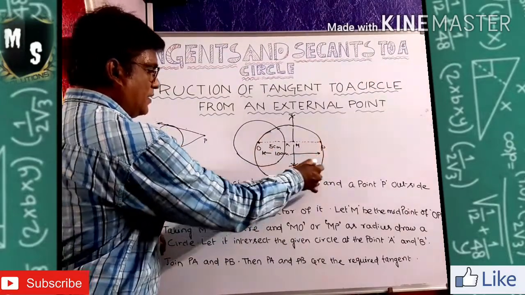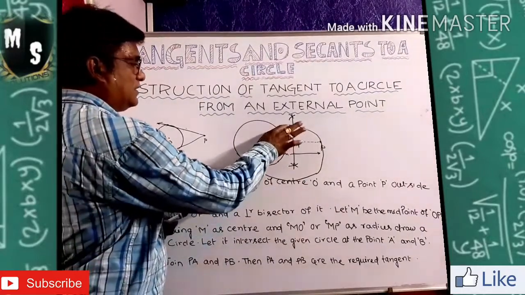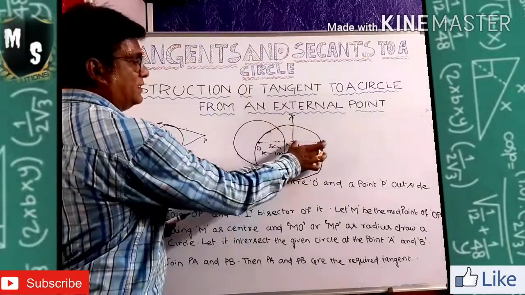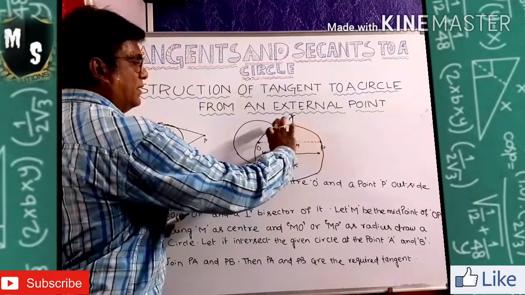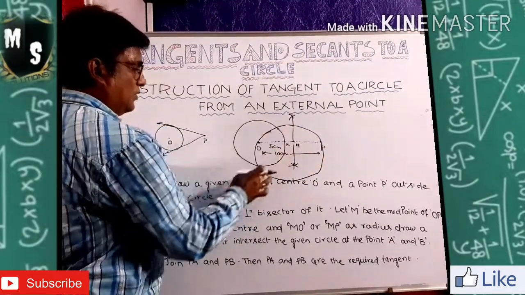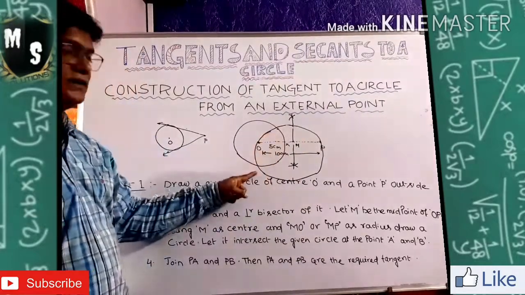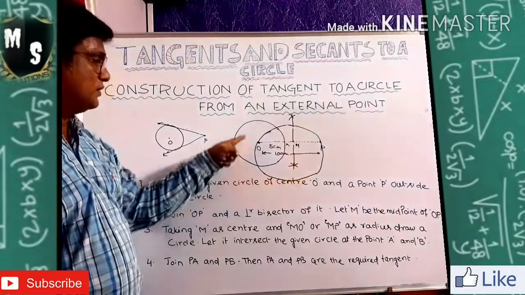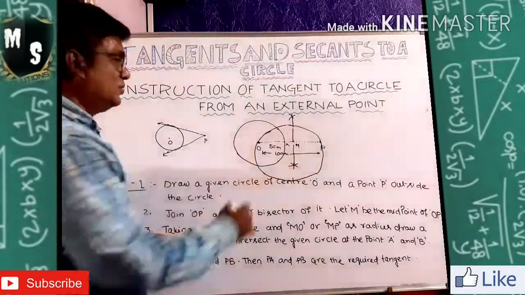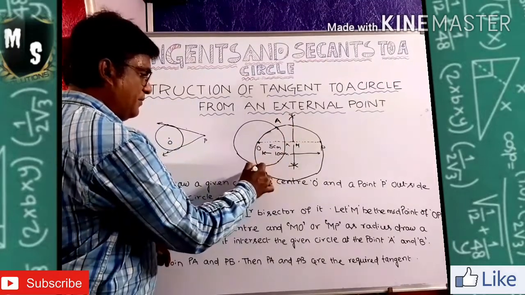Clear? Now you see, now you join. So now what is our circle? This is our circle. By the radius, this one, by center M, you draw another circle. Now you see, this circle, the original one, was cut in 2 points by the circle you created now. So let this point be A and let this point be B.